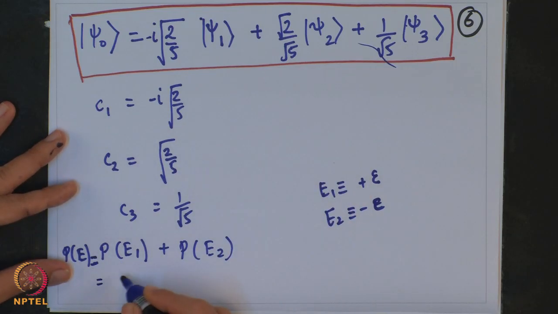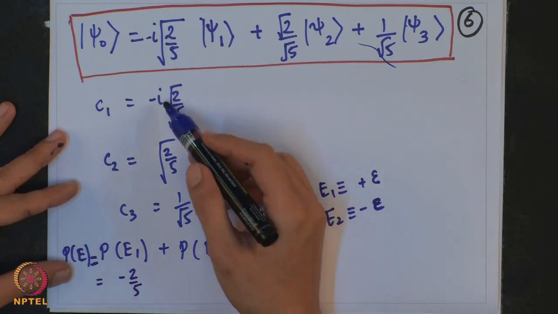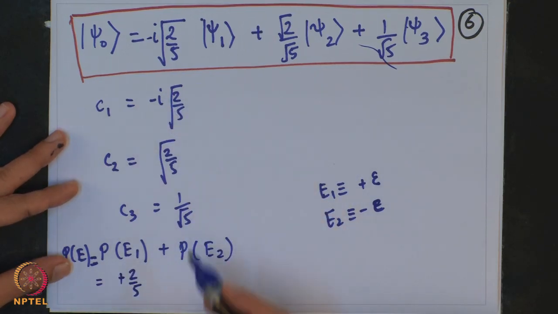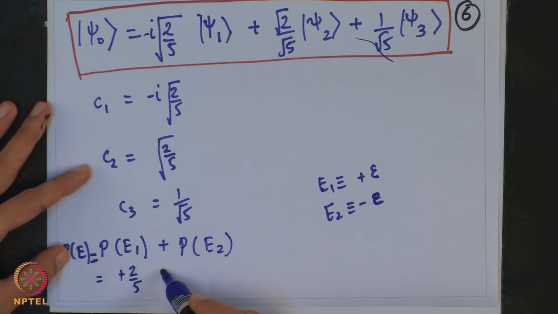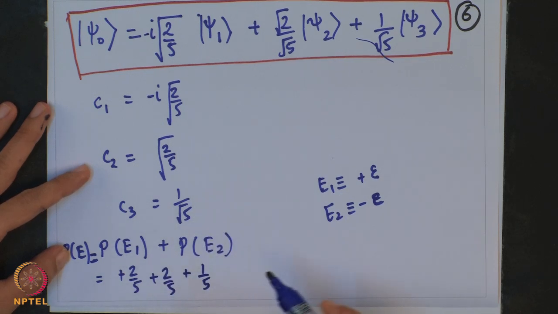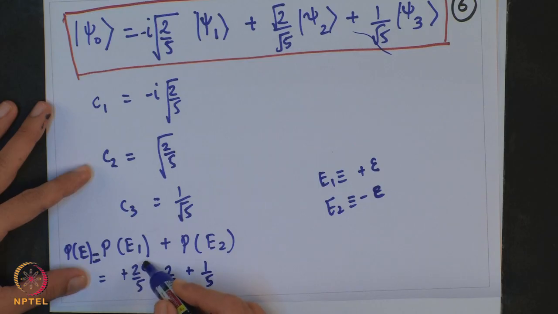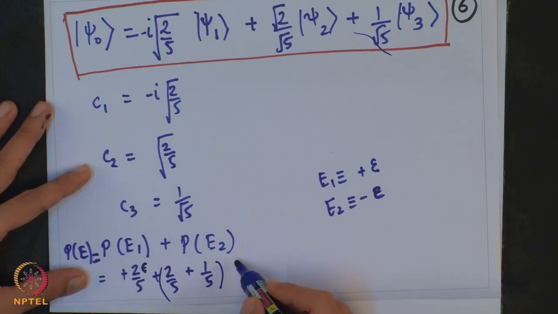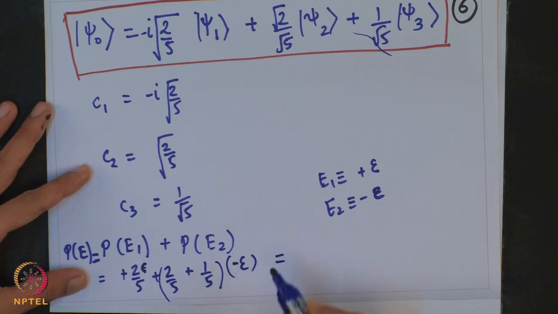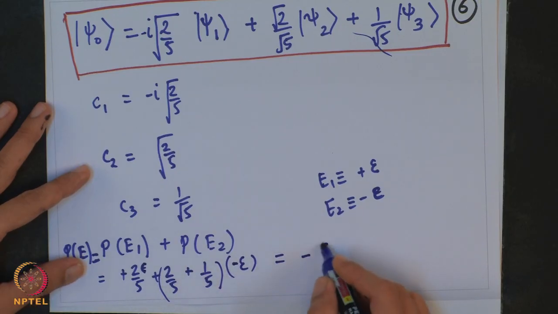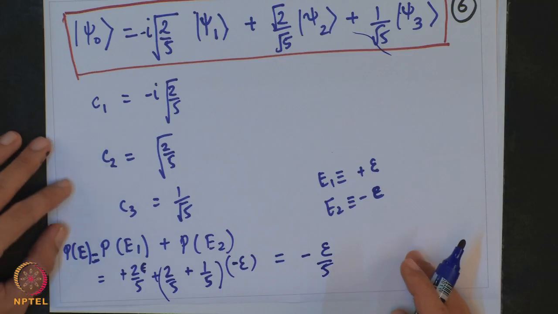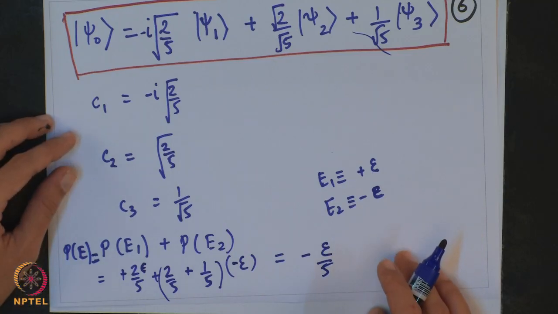So, you have minus 2 by 5. When I take the complex conjugate, I have plus 2 by 5, and the square of C2 will be again 2 by 5, and this will be again 1 by 5. I have to multiply this by epsilon and this by minus epsilon. So, I get 3 epsilon minus epsilon by 5 as the probability of finding the particle in this and this or this state.